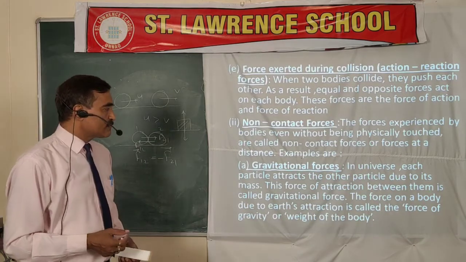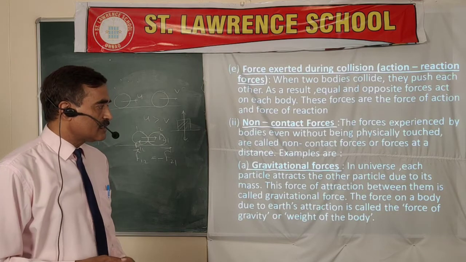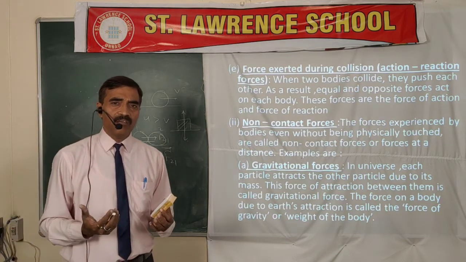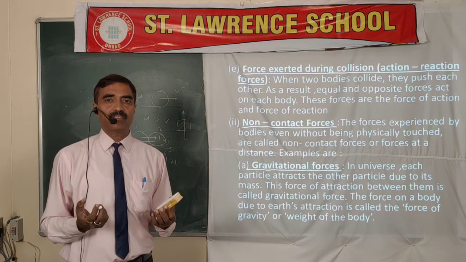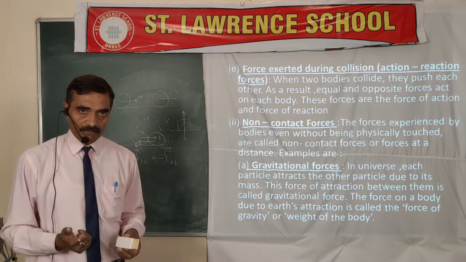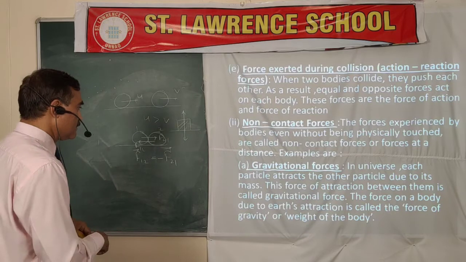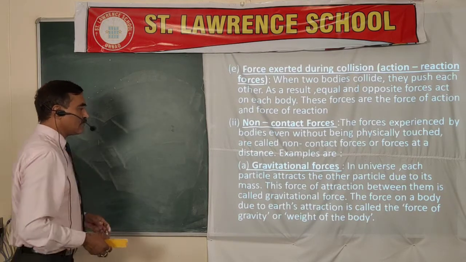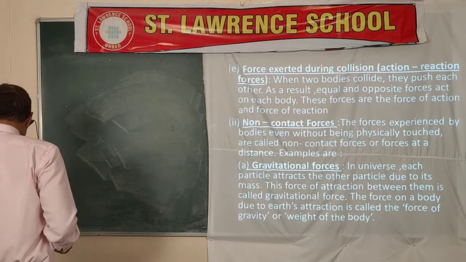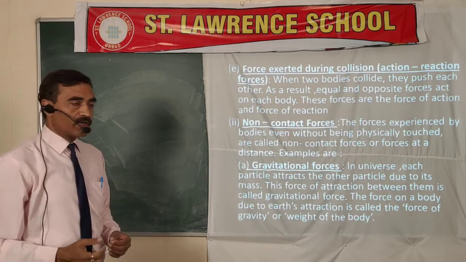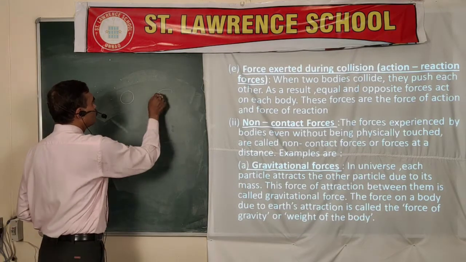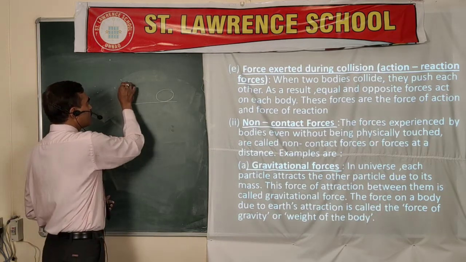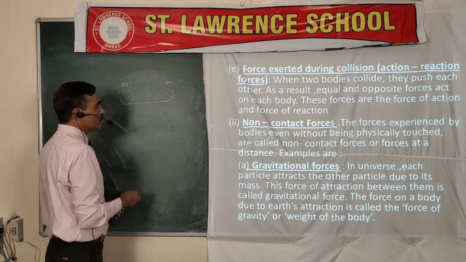So first of all, the example is the gravitational force. In the universe, each particle attracts every other particle due to its mass. Every body that has mass has the capacity to attract other bodies, and this is called the gravitational force. Like Earth, it has the capacity to attract other bodies. Suppose these are two bodies placed on a surface, having masses m1 and m2.